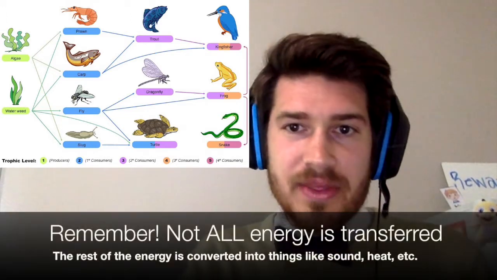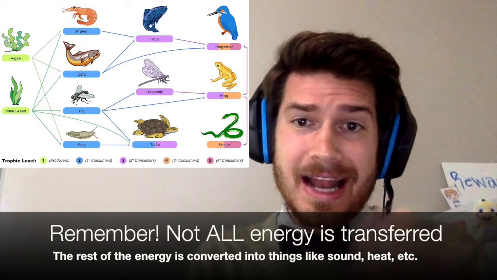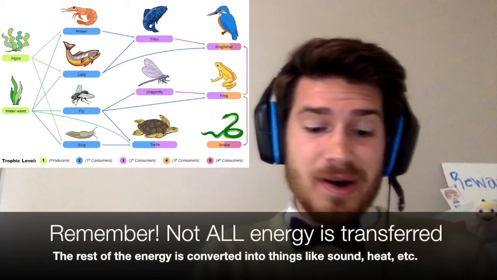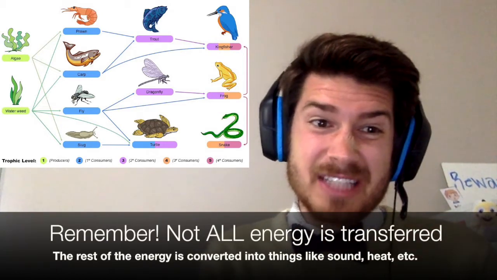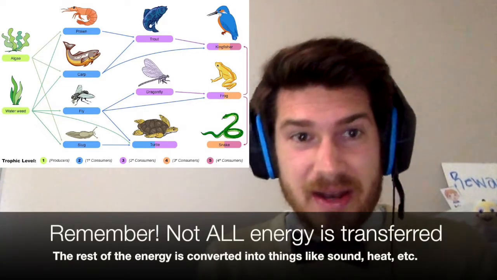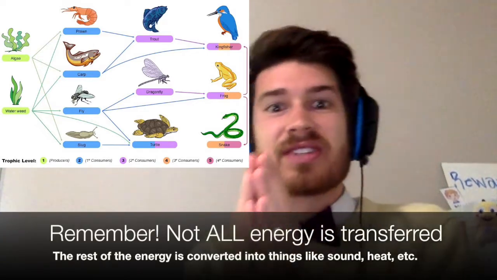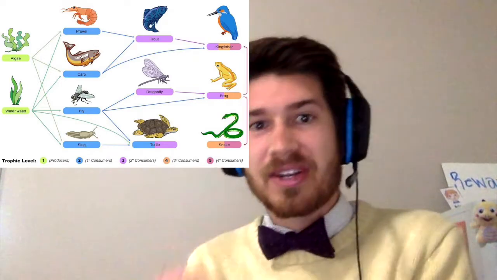It's important to note that some energy gets lost at every level here. So only about 10% of the energy gets passed from the algae to the prawn. 10% of that gets transferred to the trout. 10% of that goes on to the kingfisher. So you lose some energy each time, which is why those consumers at the top level, like the snake and the frog and the kingfisher, they have to eat a lot of food if they want to make sure they have enough energy.